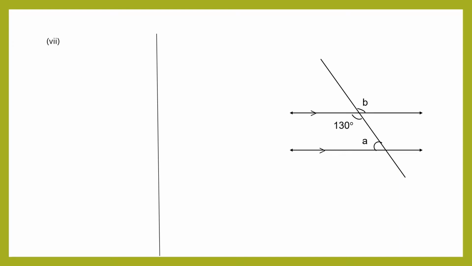Question 7. Now look at A and 130 and see how they can be connected. If you look carefully, A and 130 are co-interior angles. And what do we know about co-interior angles? We know that co-interior angles are supplementary. So that means that angle A and 130 degrees together should add up to 180 degrees.